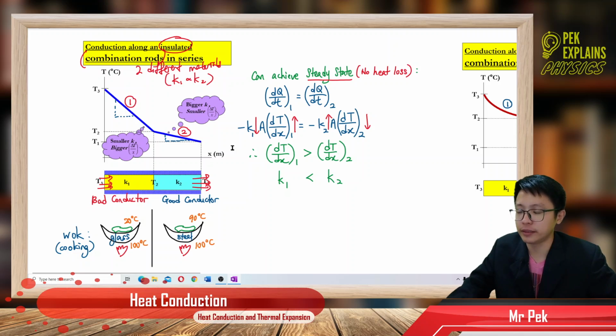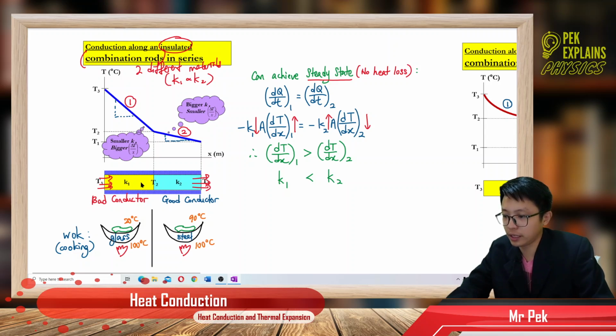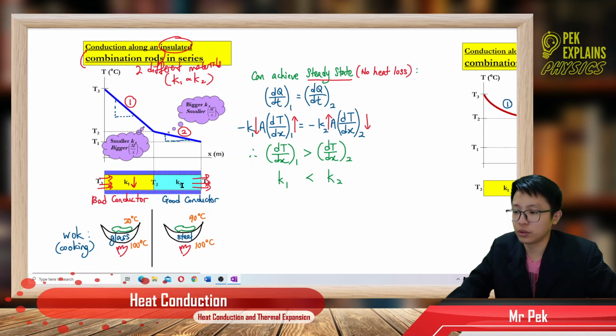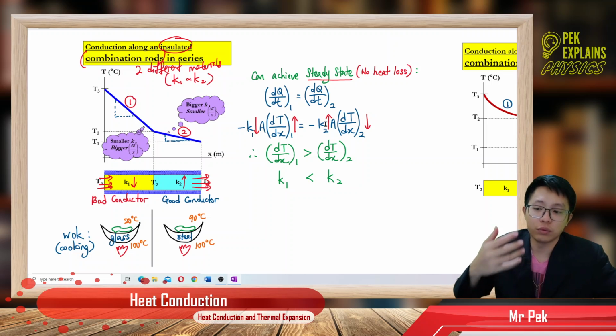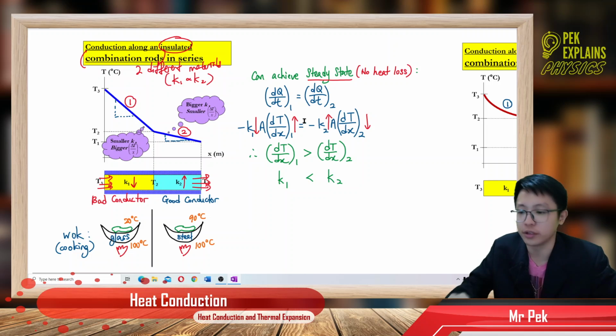let's say the first rod K1 is a bad conductor, that means it has very low K. The K2 is a good conductor, that means it has high K, isn't it? A bad conductor has low thermal conductivity, and a good conductor has a very high thermal conductivity. So how does it affect the equation?